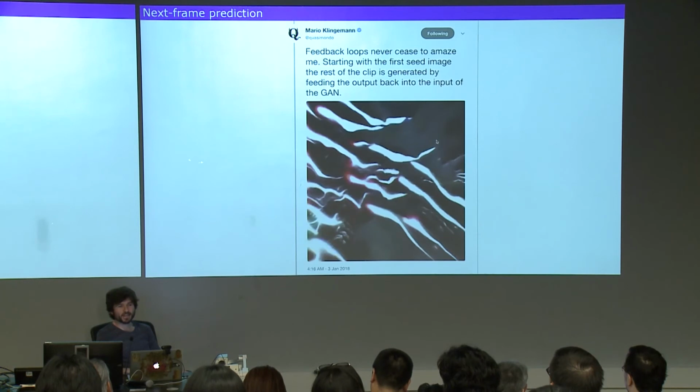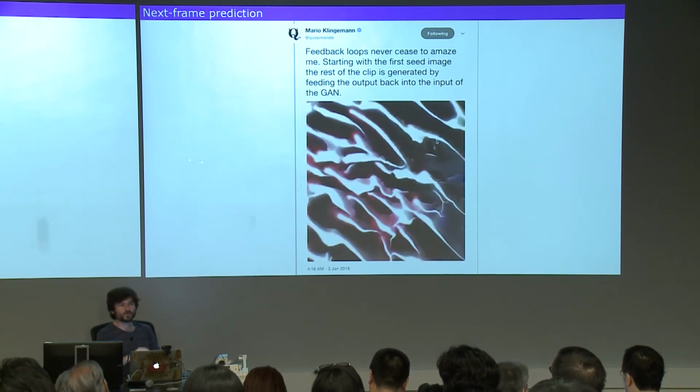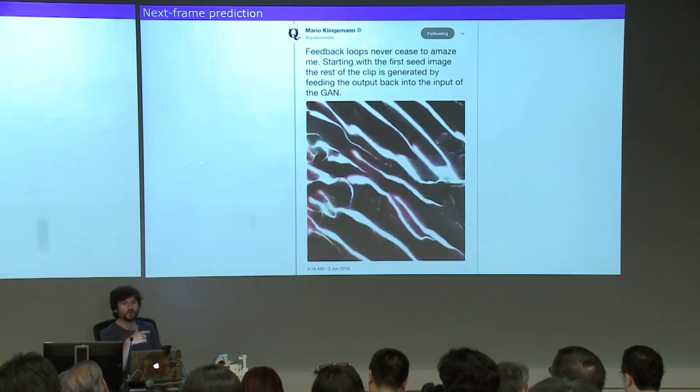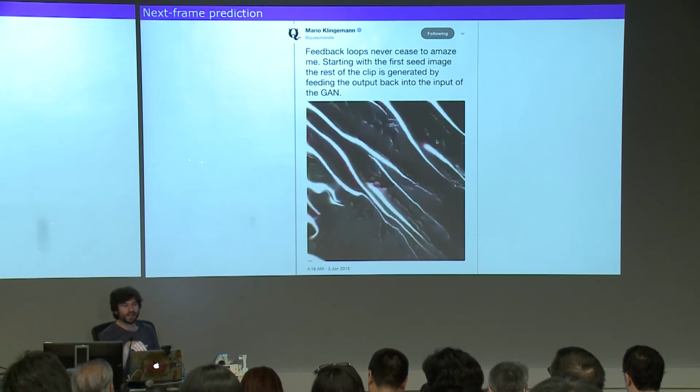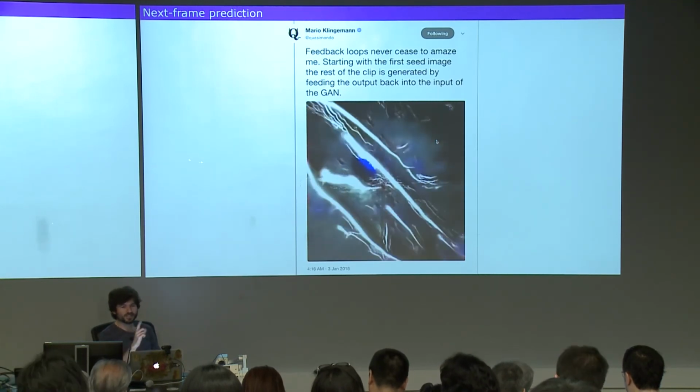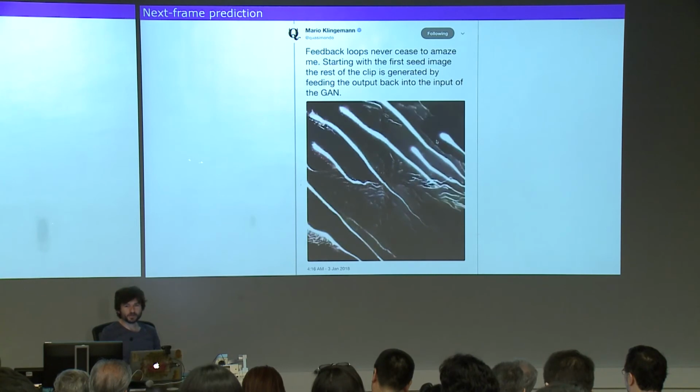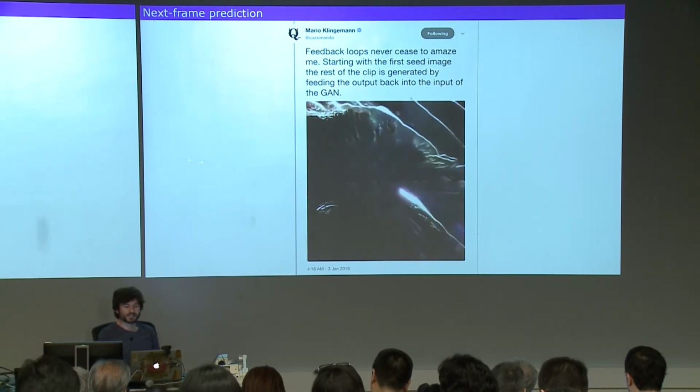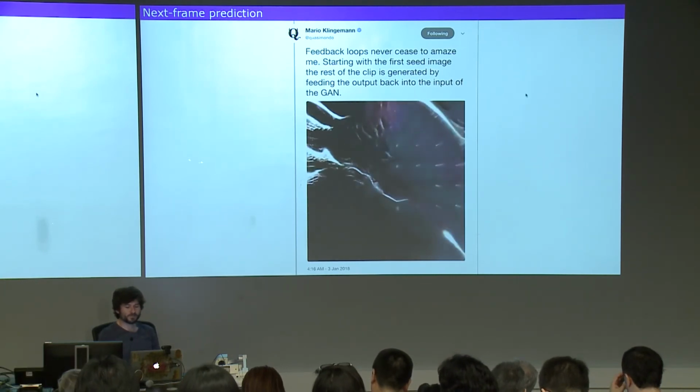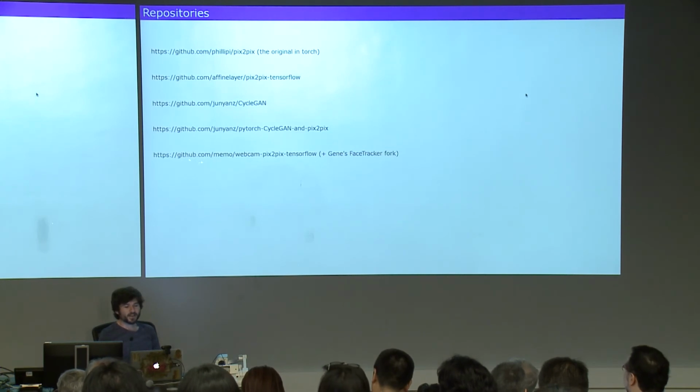And he also trained Pix2Pix to predict the next frame in the movie. And then with the next frame prediction, he just lets it go in a feedback loop, and it just generates endless fireworks. It's pretty cool stuff. Okay, so that's the end of the slides.